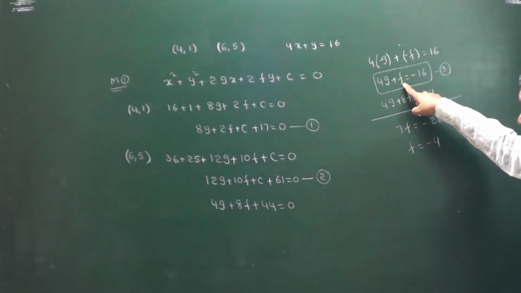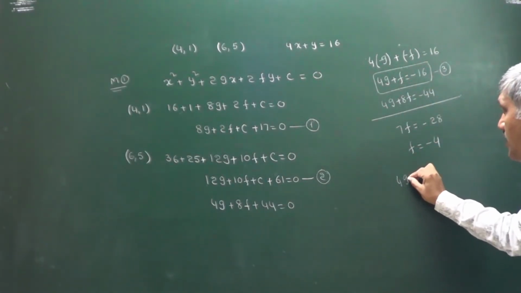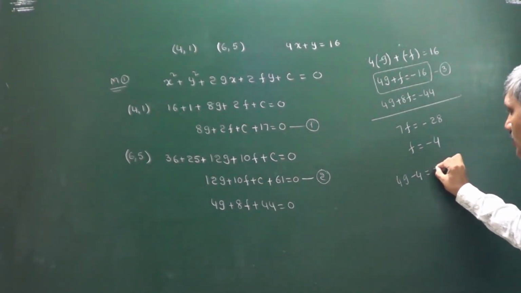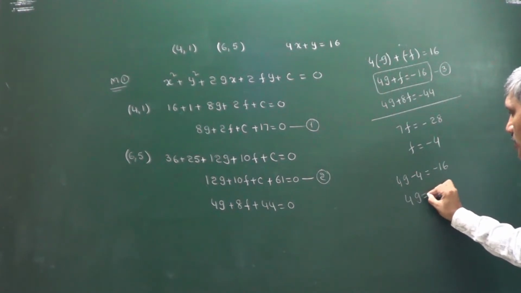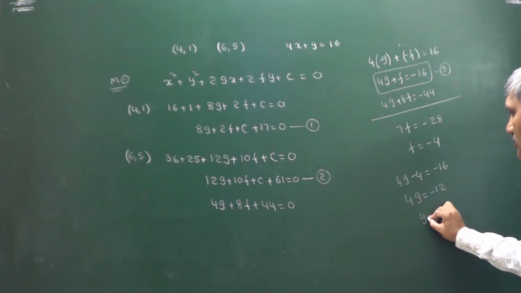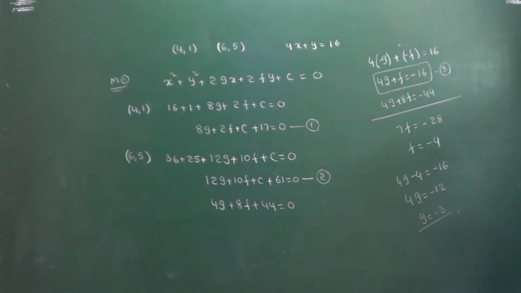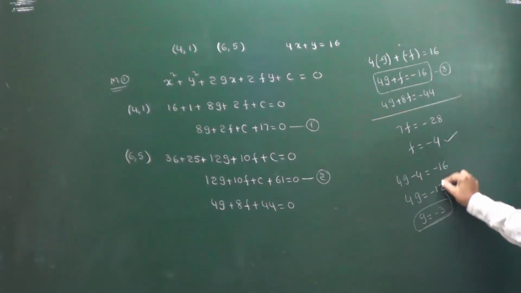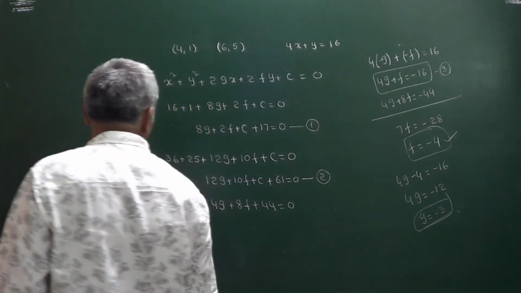F is equals to minus 4, if you substitute, then what happens? 4G minus 4 is equal to minus 16. Therefore we are getting 4G is equal to minus 12. Therefore we got G is equal to minus 3. So we got G value, we got F value, and then one more value we required, that is C value, right?